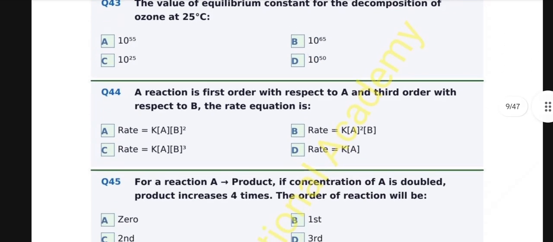Question number 44. A reaction is first order with respect to A and third order with respect to B. The rate equation is... and the correct option is C. Rate is equal to k[A]^1[B]^3. First order with respect to A and third order with respect to B gives rate is equal to k, first order A and B power 3. Overall order is equal to 1 plus 3, which is 4.